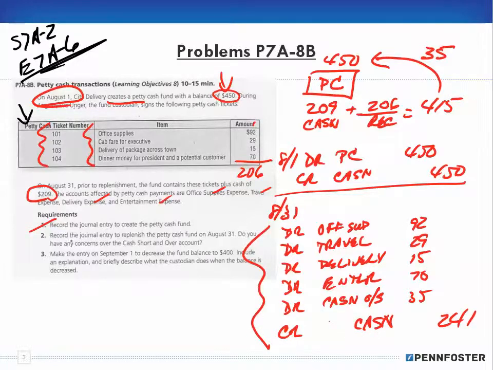Right? Now it says, do you have any concerns over the cash over and short? All right. If you're an accountant, you're going to take a subject called auditing, which lays out statistical parameters that determines whether something is quote unquote significant or not. Okay. On $450, if you were short $5, yeah, I mean, no big deal. I mean, you don't want to constantly be short $5 all of the time.